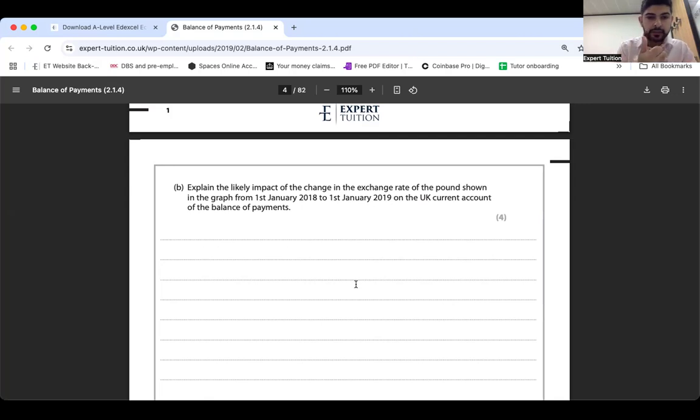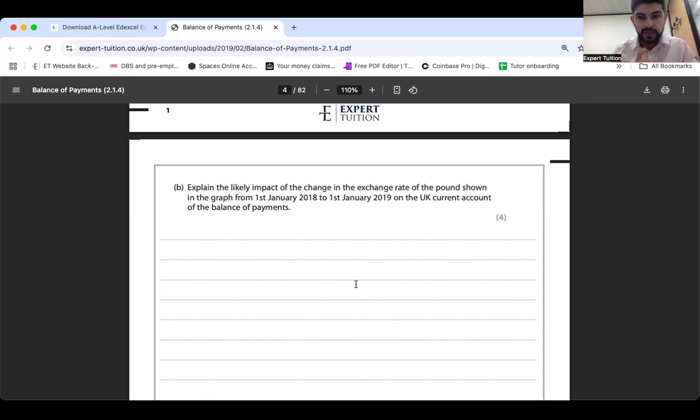the depreciation of the pound from January 2018 to January 2019, by way of reference going from 1.35 to 1.25, makes the UK economy more internationally price competitive. That's 2 marks, by the way, because we did an application and we said more price competitive. As a result, exports out of the UK are likely to rise.